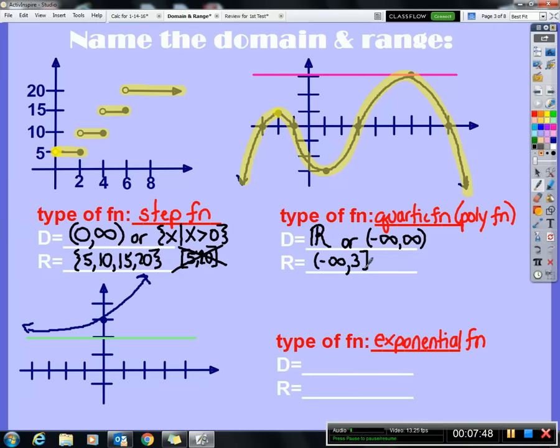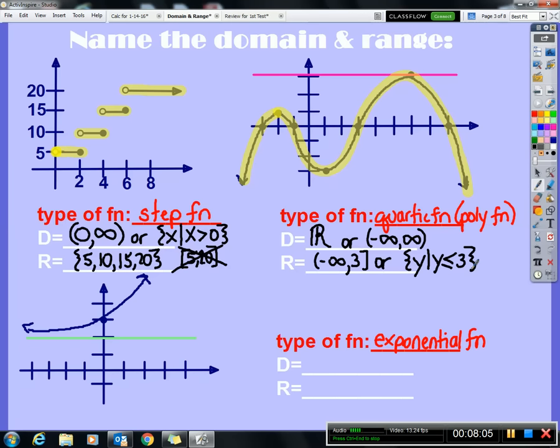Now, the other way to write this is you could say it's the set of all y's such that y is less than or equal to 3. So if you prefer this notation, that's fine. Just make sure that whichever you use, your notation is correct.